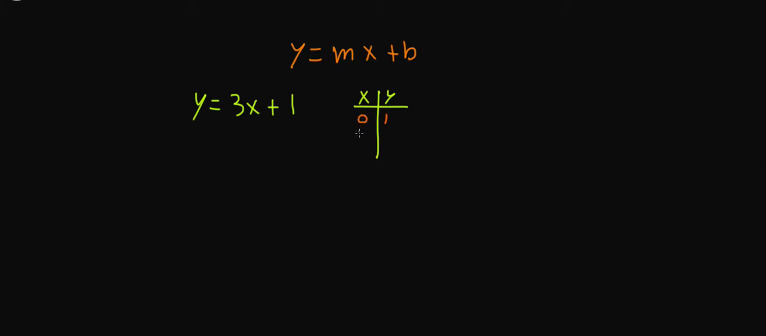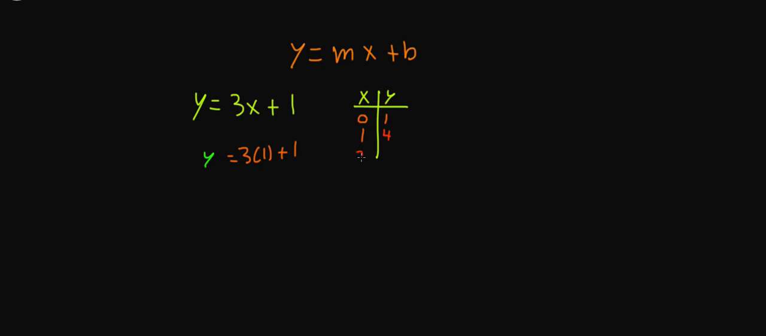Now let's do a couple more points. So let's say I plug in 1 for X. If I plug in 1 for X, I get 3 times 1 plus 1. That's equal to Y, right? So let's see what that is. So 3 times 1 is 3. 3 plus 1 is 4. So if I plug in 1 for X, then I get 4 for Y. So 1, 4.